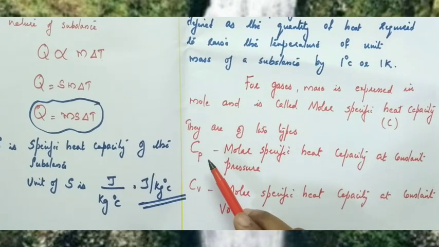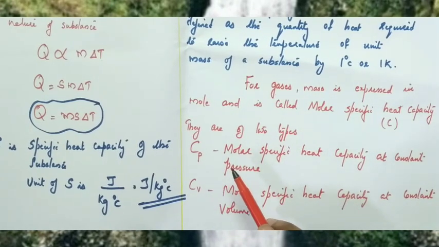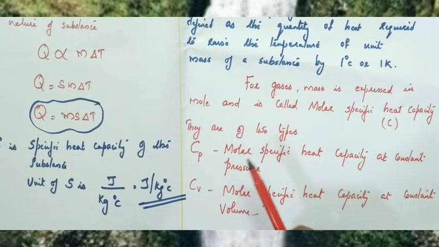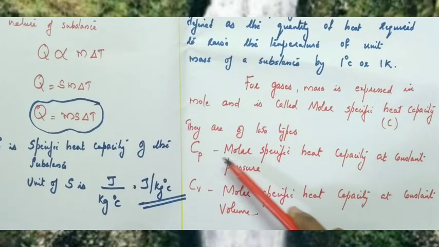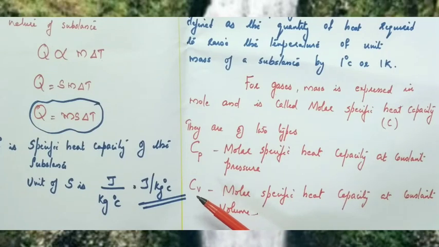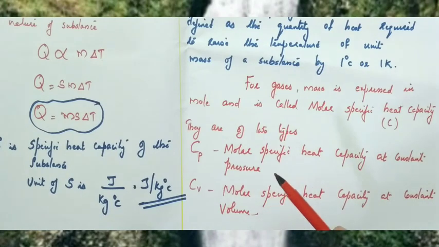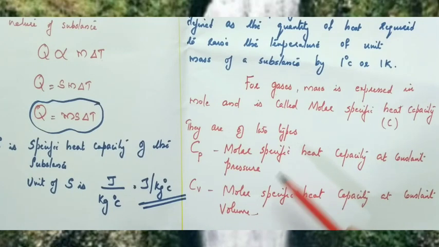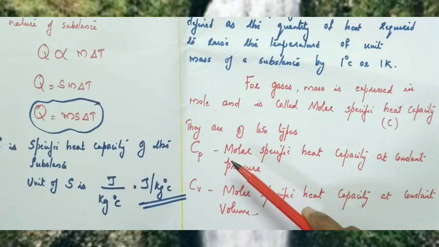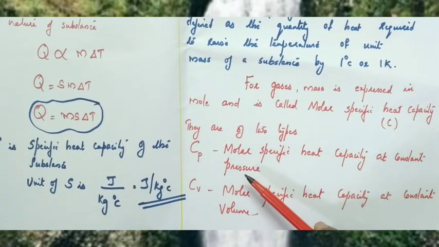And there are two types: molar specific capacity at constant pressure, which is defined as the quantity of heat required to raise the temperature of 1 mole of a gas by 1 degree Celsius, keeping which one constant? Keeping pressure constant. Clear? How will you define Cv? It is the molar specific capacity at constant volume, and it is defined as the quantity of heat required to raise the temperature of 1 mole of a gas by 1 degree Celsius, keeping volume constant. So, if we kept volume constant, that specific capacity is called molar specific capacity at constant volume. If pressure is kept constant, then that specific capacity is called molar specific capacity at constant pressure.